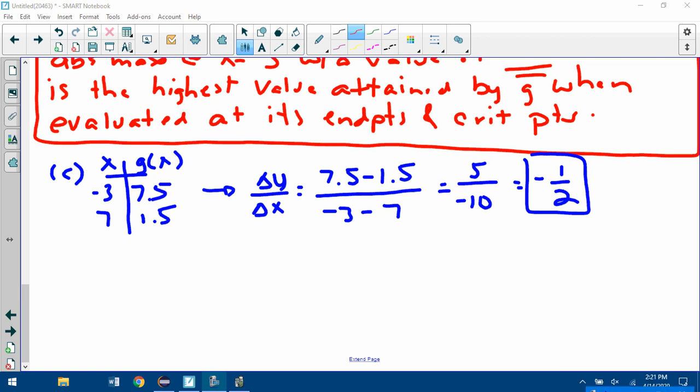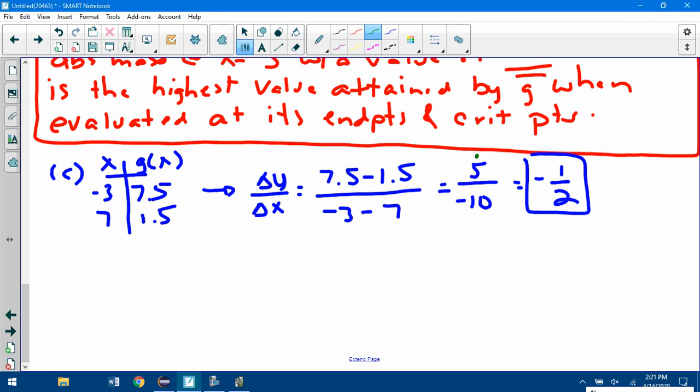Just kidding, math is hard. This should have been 6 over negative 10, so negative 3/5. Sorry about that.